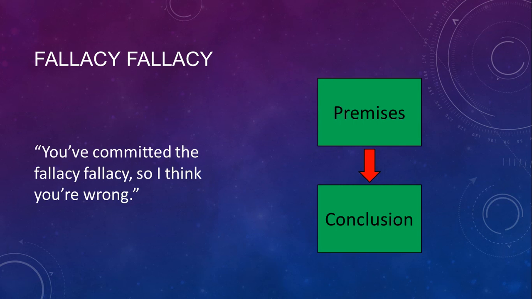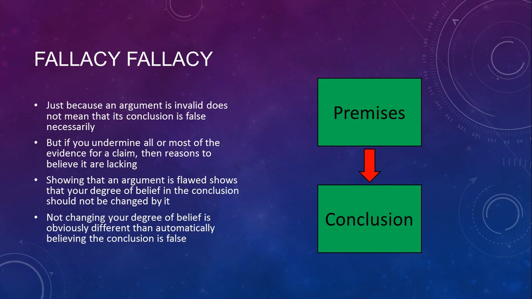Okay, we'll just do a quick summary of this. Just because an argument is invalid, it does not mean that the conclusion is false necessarily. You can give totally invalid arguments for completely true conclusions. But if you undermine all or most of the evidence for their claim, then reasons to believe it are lacking. So showing that an argument is flawed shows that your degree of belief in the conclusion should not be changed by it. This is the crucial thing.